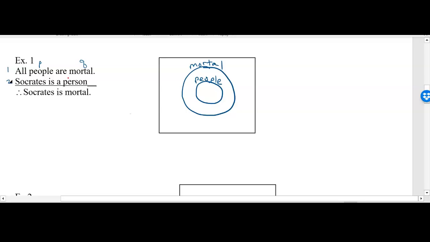Now, this is where we do the conclusion. It says Socrates is mortal. No, sorry, Socrates is a person. We haven't even done the second one. I skipped that. Socrates is a person. Well, he has to go inside the people circle then. Okay, so this is Socrates. Almost forgot that one. Now we can do the conclusion. From our diagram, can we conclude that Socrates is mortal? We can, because he's inside the bigger circle, which is mortal. So this is a valid argument.